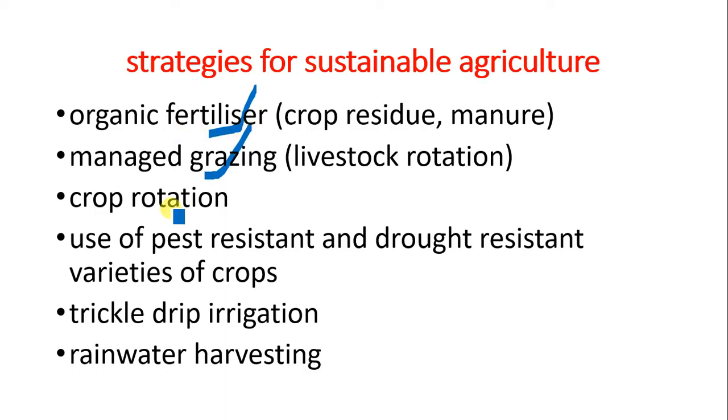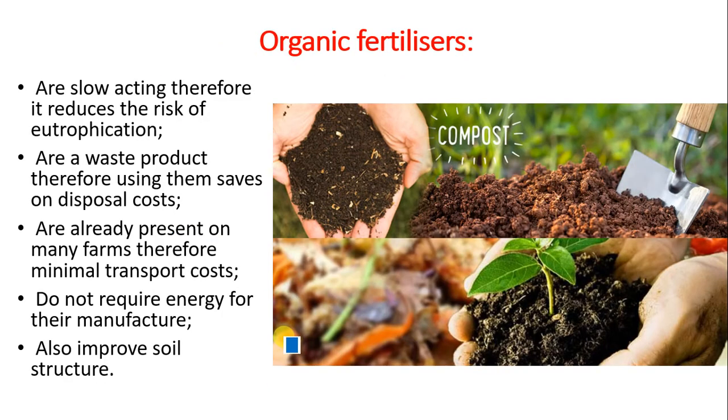They should also encourage crop rotation, and use of pest-resistant and drought-resistant varieties so that you will not have to be spraying pesticide and insecticide, and also weed-resistant varieties so that you'll not be using herbicide, which eventually will affect the biodiversity and the food chain in the long run. You should use a trickle drip irrigation system, and also encourage rainwater harvesting. And these are strategies for sustainable agriculture.